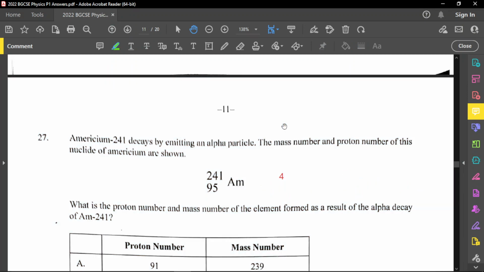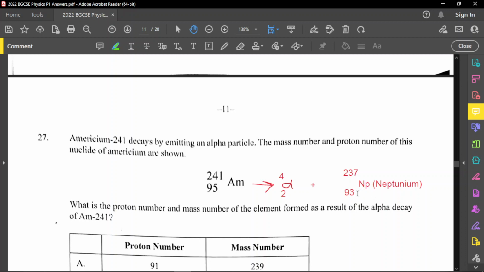To run through this real quick, since we get the alpha particle, remember that alpha particles have a mass of 4 and a proton number of 2. To determine the end product, you minus 4 from 241 and 2 from 95. We end up with 237 and 93. If you add 4 to 237, you get 241, and if you add 2 to 93, you get 95. That's how we know we get this mass and this proton number.